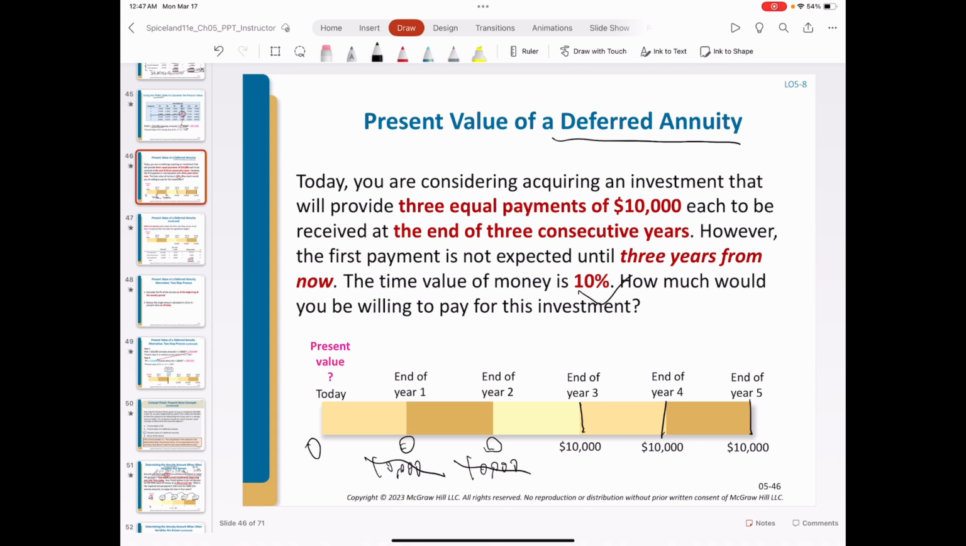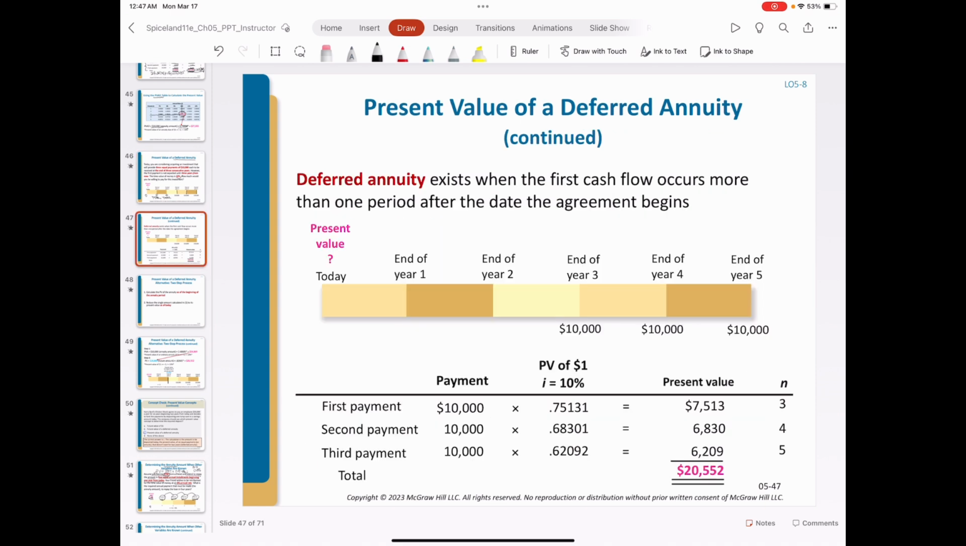You may think we can treat each cash flow as a single sum, right? We just calculate the present value of each cash flow: discount 5 periods, discount 4 periods, discount 3 periods. Then we sum their present values. If the deferred annuity includes over 50, even 100 periods, this method is not good or efficient.